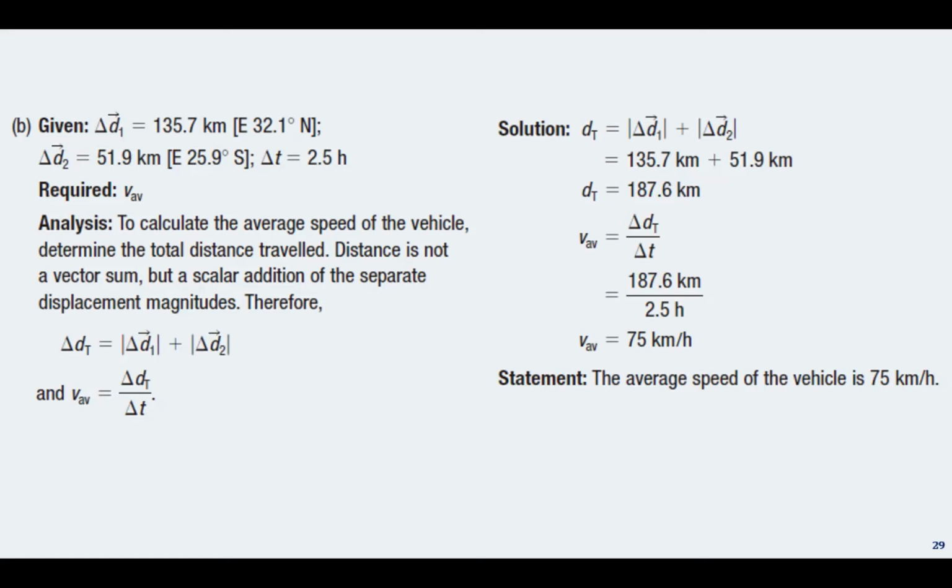So as you can see here, calculating the speed is much easier than the velocity, right? Because you don't have to consider the directions. Just use the total distance traveled divided by the total time traveled. Then you will get the average speed of the vehicle.